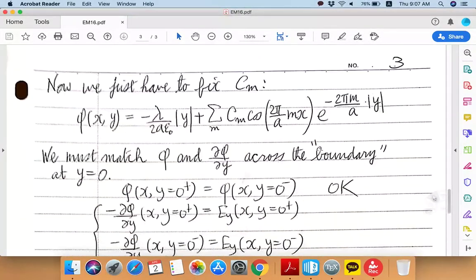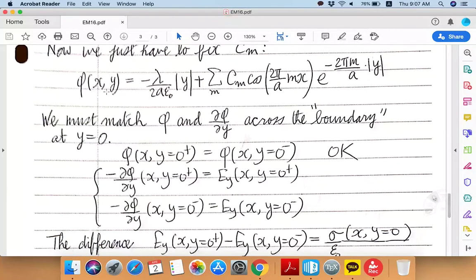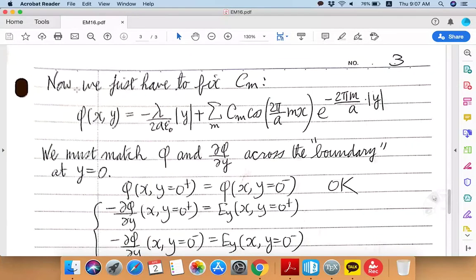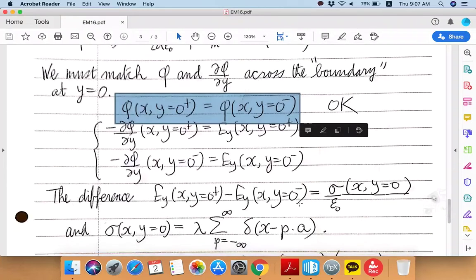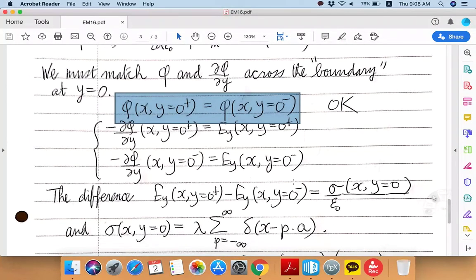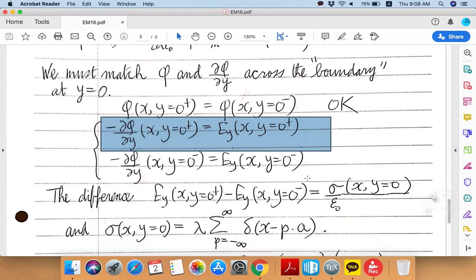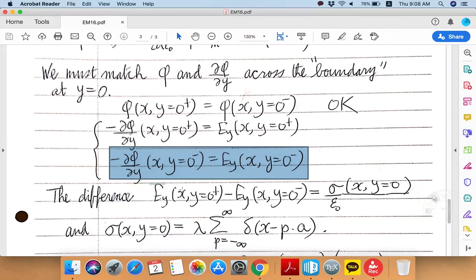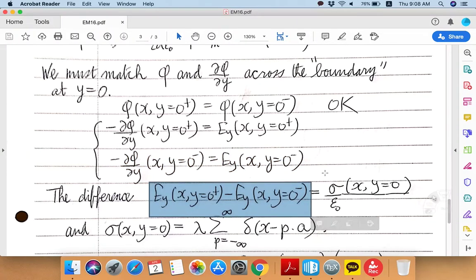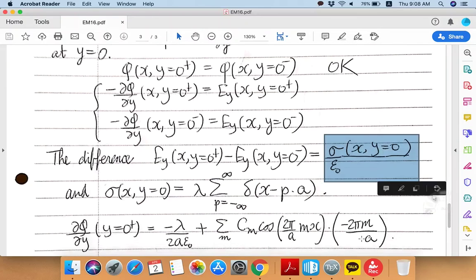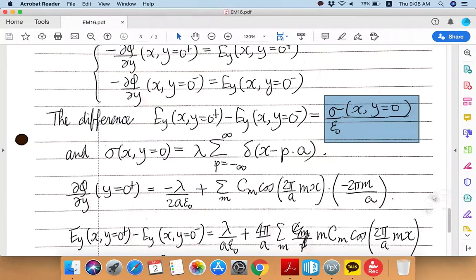So therefore, the potential itself has to change continuously. But since the derivative of the potential is the electric field, the electric field does not have to be continuous. Rather, the difference of the electric field exactly equals the charge density that lives on the boundary surface.